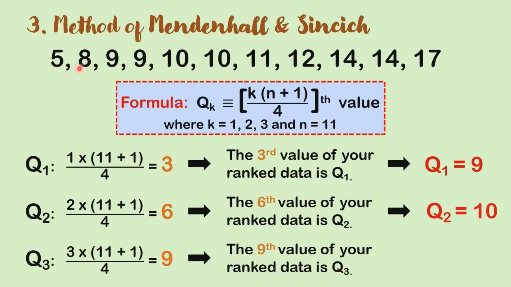Okay? So, you count first, second, third, fourth, fifth, sixth, seventh, eighth, ninth. Okay? So your Q sub 3 is equal to 14. Okay? So that's how you get quartiles using Mendenhall and Sincich method. We are just so lucky that we got whole numbers here. But later, when we apply this method to our second example, we'll be having values which are not whole numbers. Okay, so that's where the rounding off comes in.